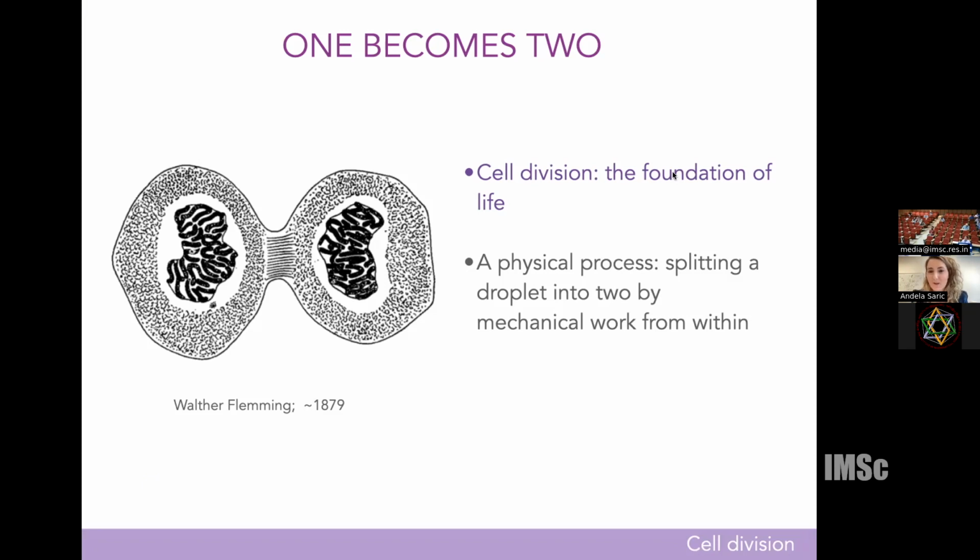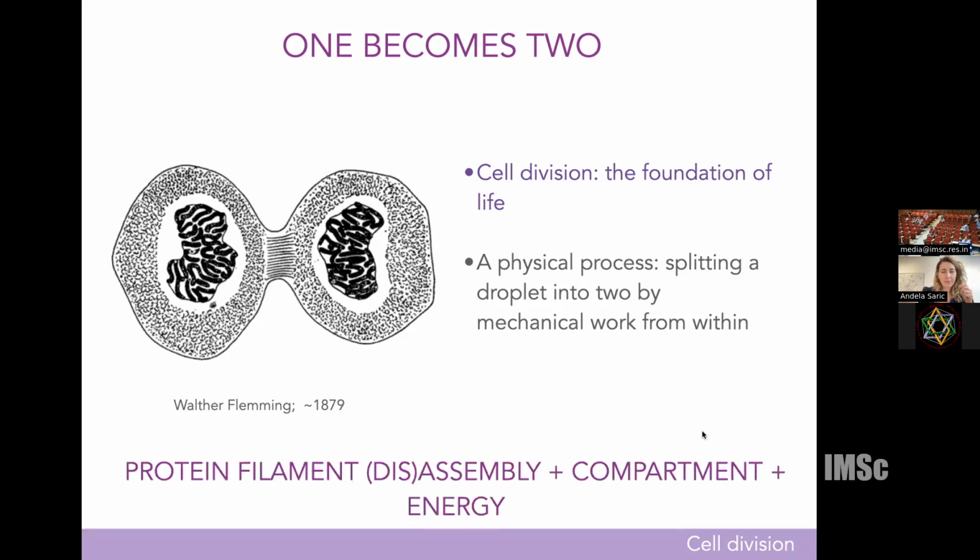But to me, being a soft matter physicist, it's really a physical process of how you take a soft droplet and make two. And you do so by producing mechanical work from within. You might imagine there's a million different ways to do so, but actually, not really. Across all of evolution, it's been done by protein filaments that assemble and at the same time disassemble, which is equally important. They're coupled to some sort of deformable compartment. And of course, they need to consume energy to have this assembly-disassembly process.